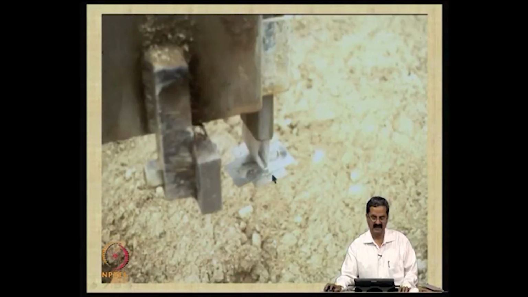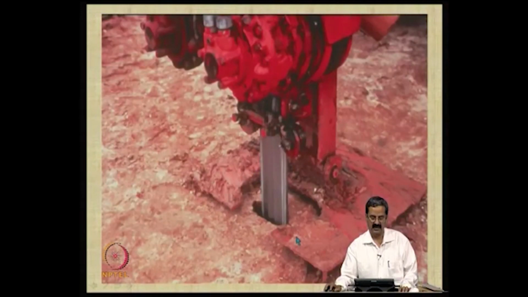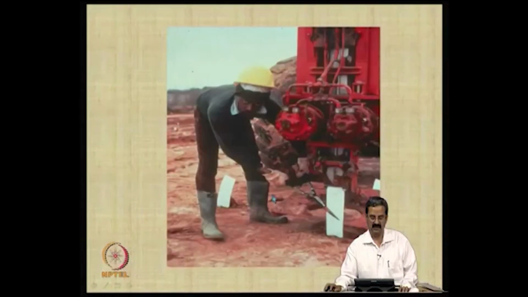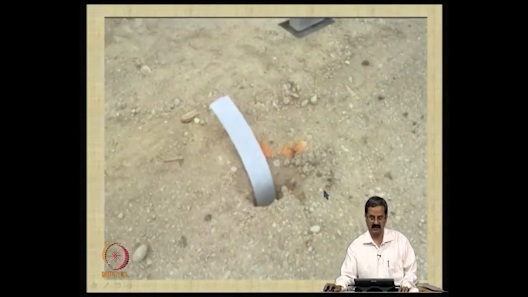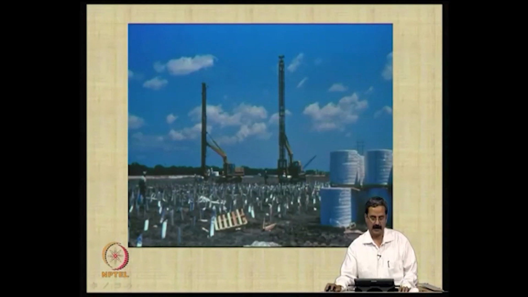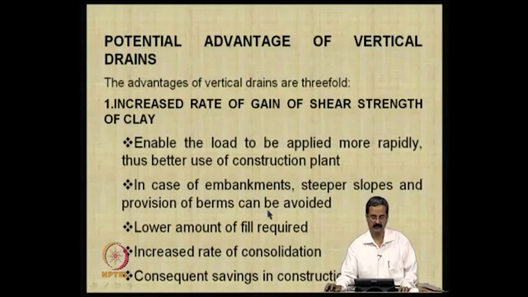You can see that this is the mandrel, that first one. Then you insert it into the soil, you cut it here, leave it here, just like this, then put your sand blanket or whatever.